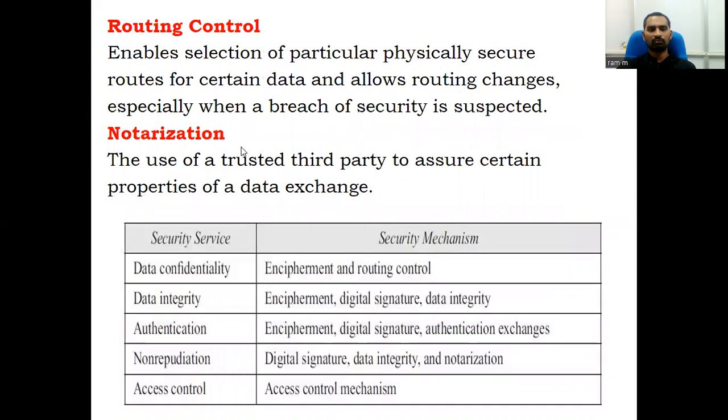And the next one is notarization. It is the use of a trusted third party to assure certain properties of data exchange. For example, when we are exchanging data between A and B, A will tell B that the actual data will be at position 5, at position 10, and at position 15. These data need to be communicated to B. Either we can directly meet B and tell him these are the positions, or else we can use a third person.